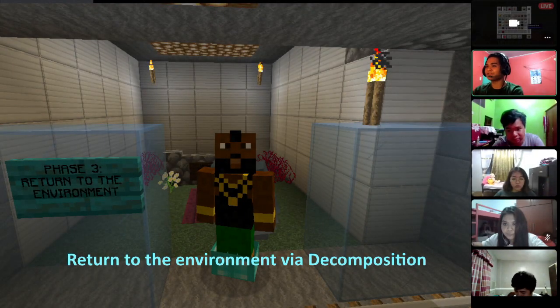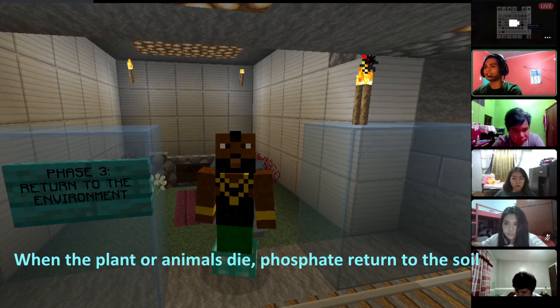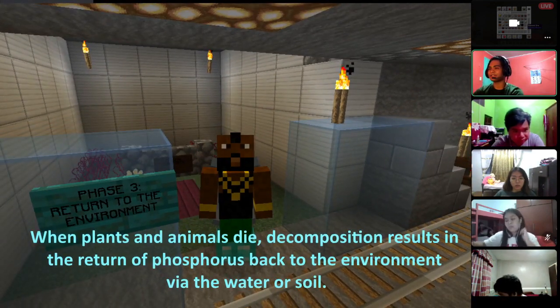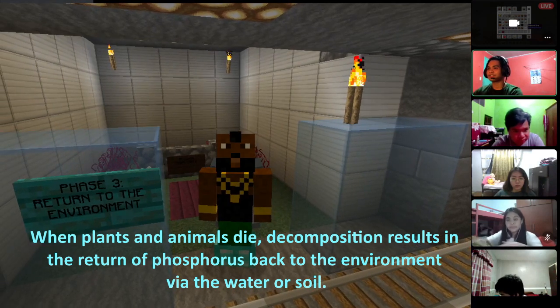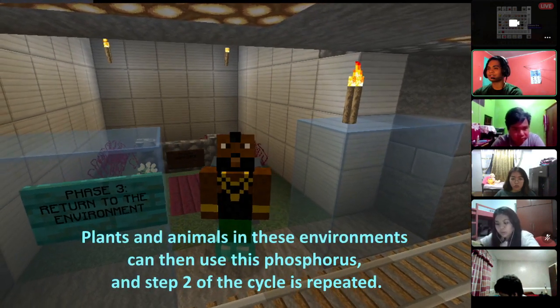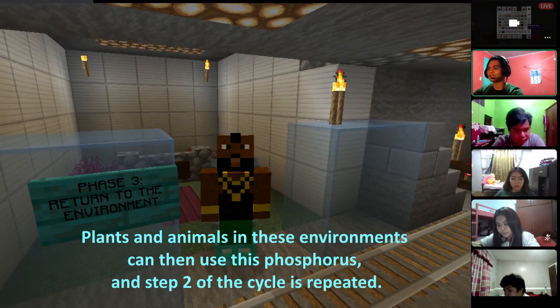Phosphorus returns to the environment via decomposition. When plants or animals die, phosphate returns to the soil. Decomposition results in the return of phosphorus back to the environment via the water or soil. Plants and animals in these environments can then use this phosphorus, and step 2 of the cycle is repeated.